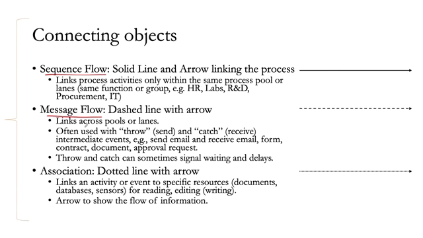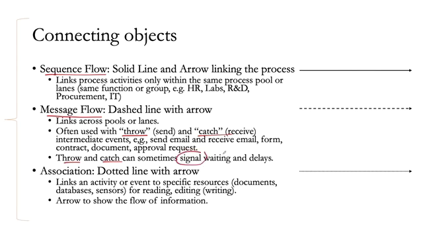While I'm handing over some of my documents and the documents are being reviewed by the clerk at the DMV would basically be a sequence flow. With message flow, you often use terms such as throw, which is when you send something, and catch, which is when you receive something. These are often interrelated with intermediate events, such as send email and receive email, receive a notification, send a form, receive a form, send a contract, receive a contract, send a document, sign a document, confirm a document, approve a request, an approval, confirm an approval. So the throw is when it's sent and the catch is when it's received.